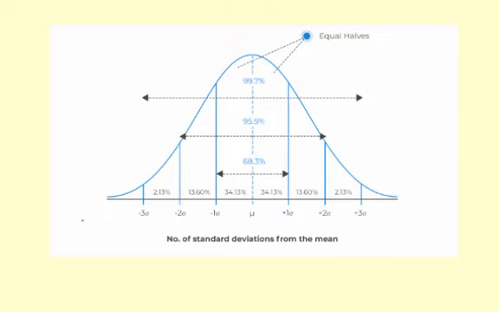So the big picture for this lesson is normal distributions. Now, a normal distribution is usually a representation of a very large population. In other words, hundreds to thousands of data points. And it's all about standard deviations.